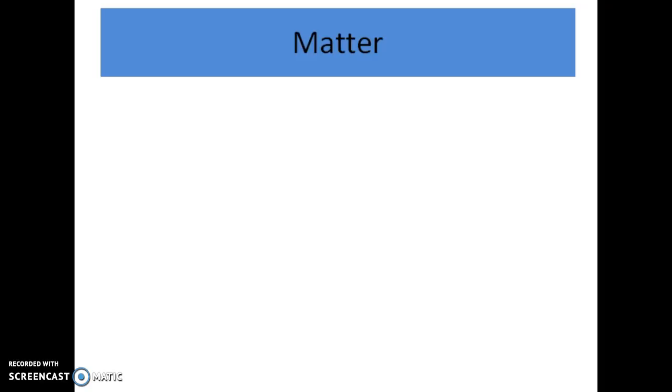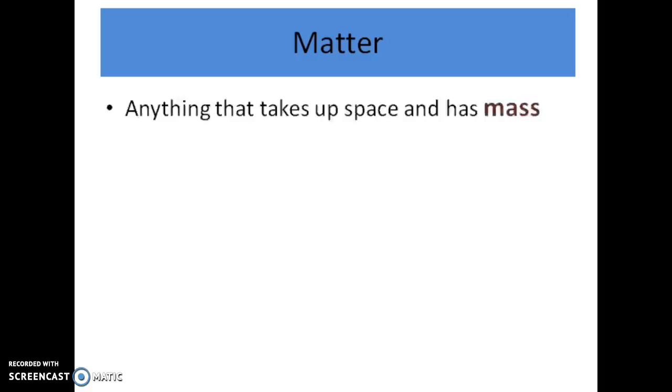So the first thing that I want to talk about is what we're going to call matter. And we're going to define matter as anything that takes up space and has mass. So if you think about the air, water, tables, cars, people, rocks, all of those things would be matter. It takes up space. It has substance to it.